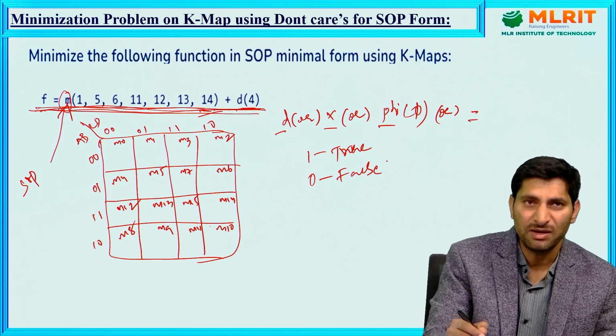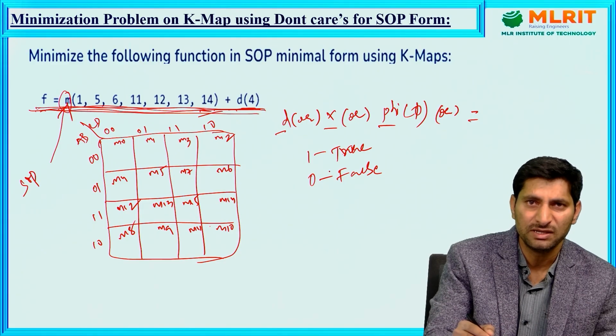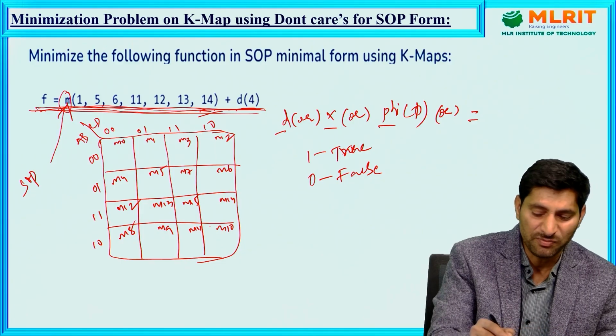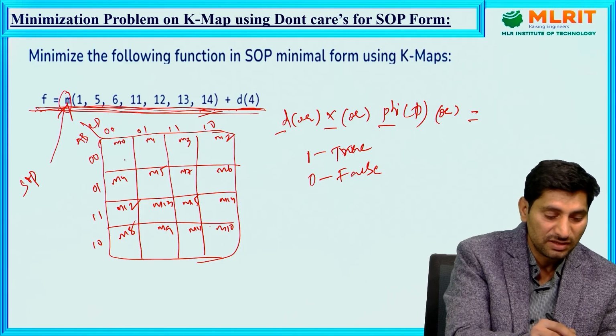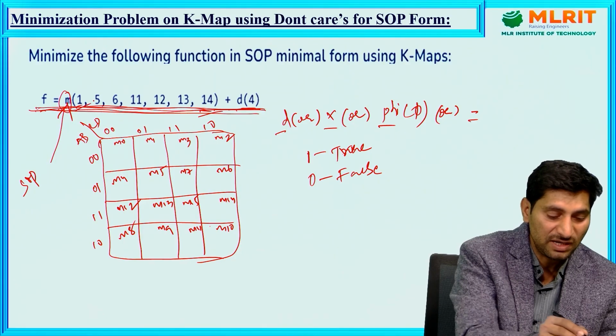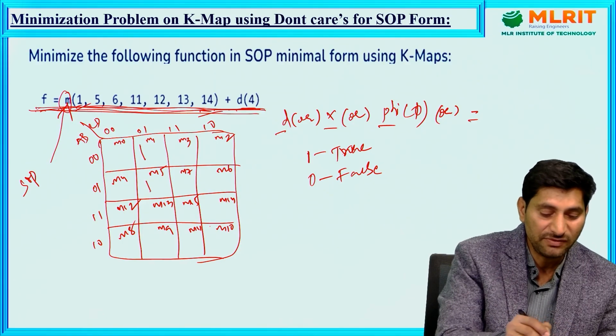In POS form it's reverse, right? So in POS form 0 will denote true and 1 will represent false. In SOP form we need to mark these given terms with 1. So here M1 term is given, so we need to mark with 1. Then M5 term is given, we need to mark with 1.